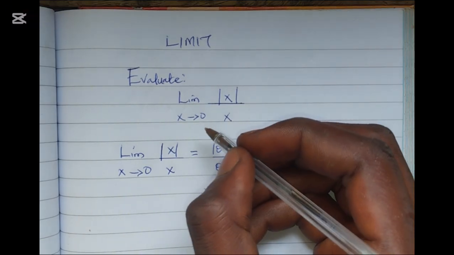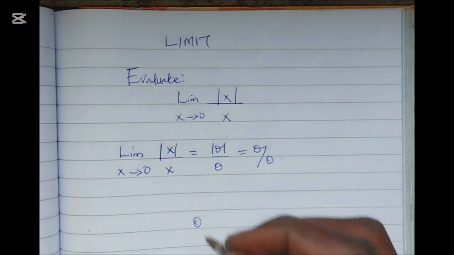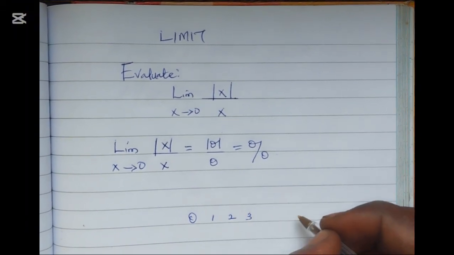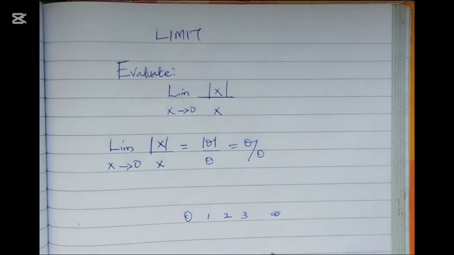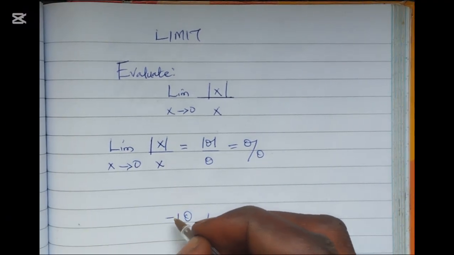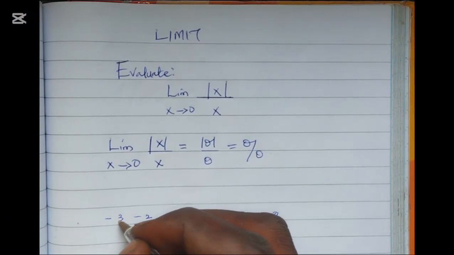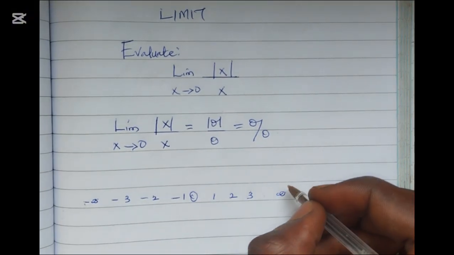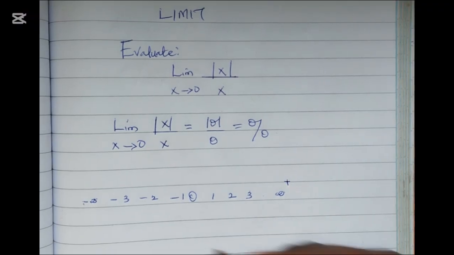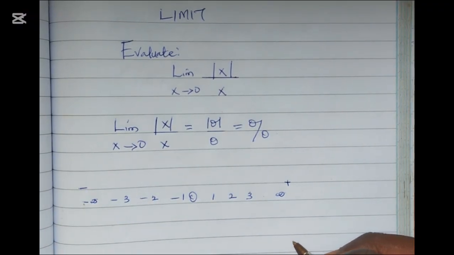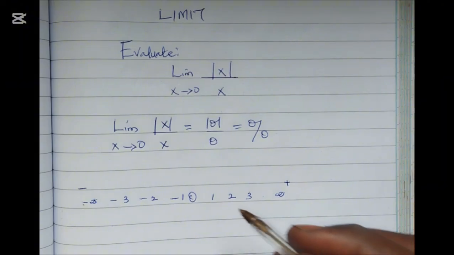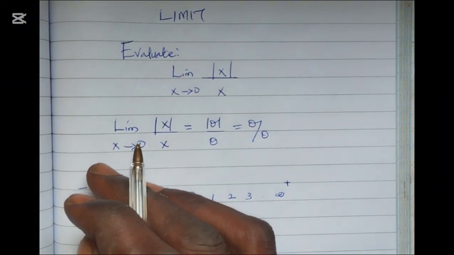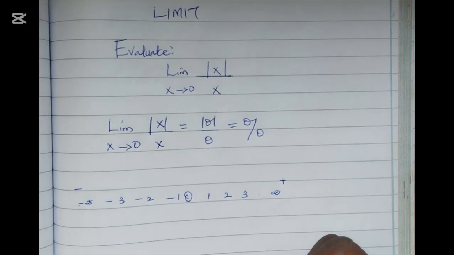This is 0. Now this is a number line that begins at 0. To the right we have 1, 2, 3 all the way to infinity. To the left we have negative 1, negative 2, negative 3 all the way to negative infinity. This is to the right of 0, and this is to the left of 0. Now let us check if the left hand side of this limit exists and also the right hand side, and if they are equal to each other.